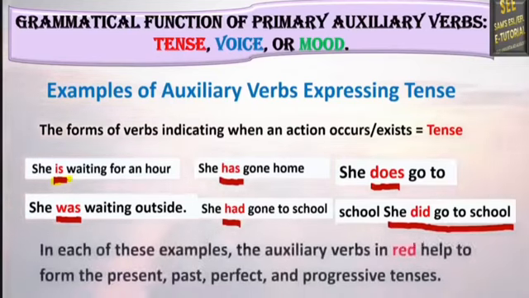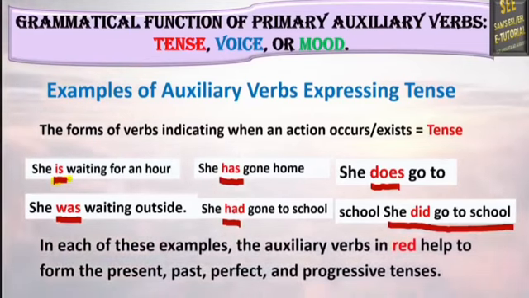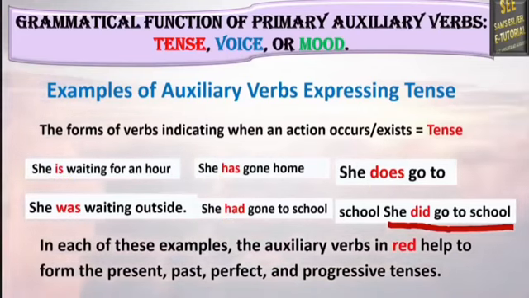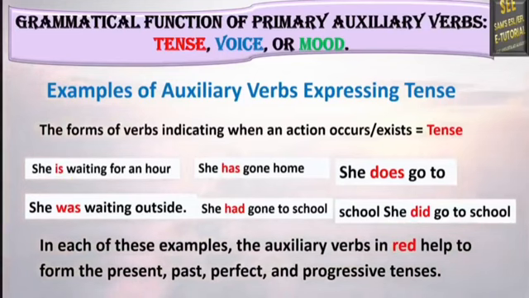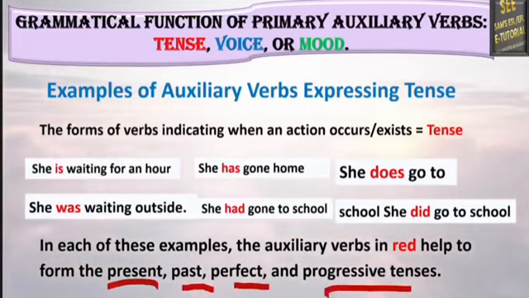All right. Now, in each of these examples, the auxiliary verbs are, of course, in red. As you can see there, the auxiliary verbs are all in red. Not just that they are all in red, they have actually helped us to express tense, which include the present, the past, the perfect, and of course the progressive tenses.